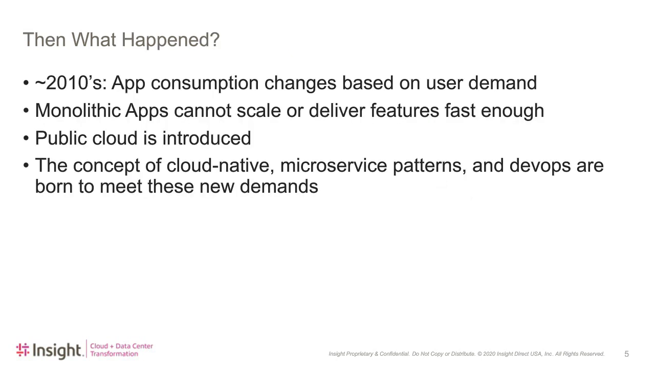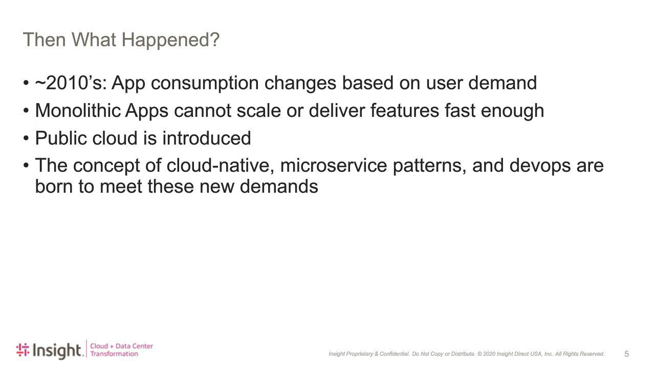And then the world changed a little bit. So in the 2010s, app consumption became more based on user demand. We found that monolithic apps can't scale or deliver features fast enough. If I've got to rev an entire application, put it through full regression testing and all of those functions to get it out in production, that adds a lot of time. And then the concept of cloud-native microservices came about, and DevOps, the idea of DevOps was born to meet those new demands.